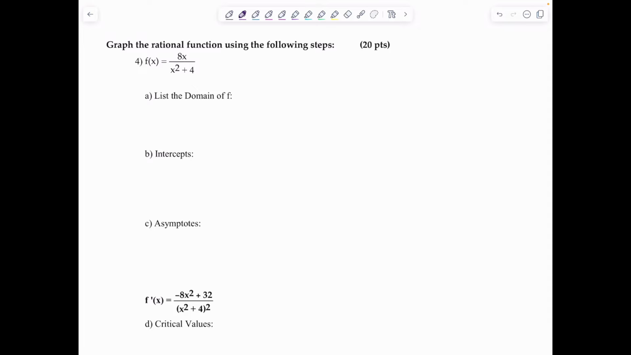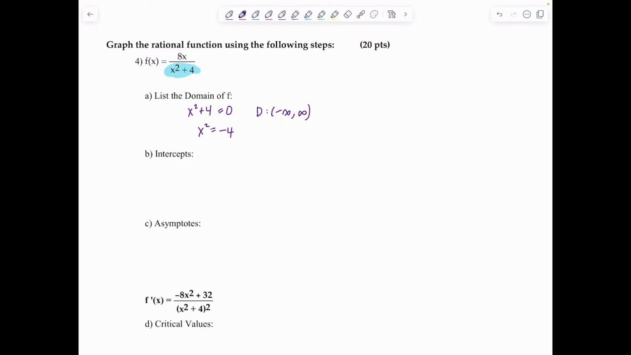First thing, list the domain of f. So in a rational function, you always want to make sure the denominator is not 0. So if you check x squared plus 4, where it would equal 0, you get x squared is negative 4. That won't have any real solutions. So that means we have no restrictions on this function. So the domain is actually all real numbers, or you could say negative infinity to infinity.